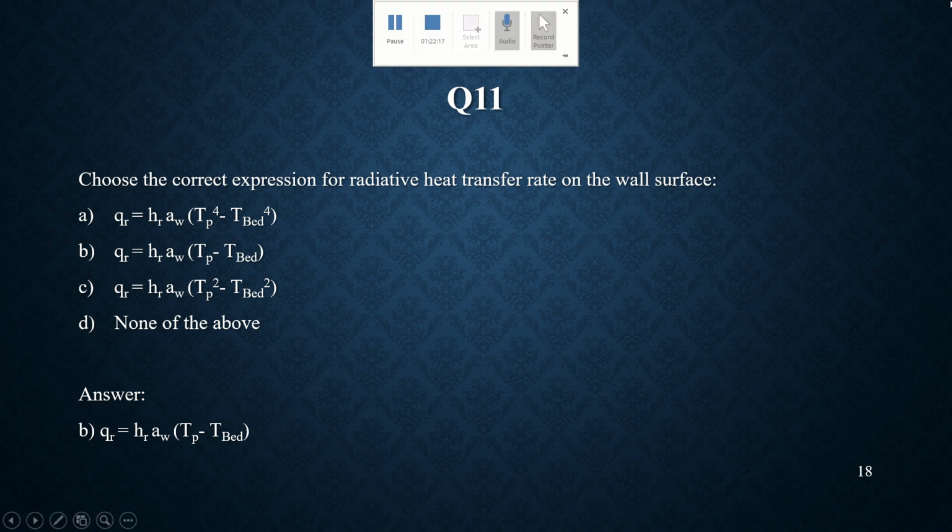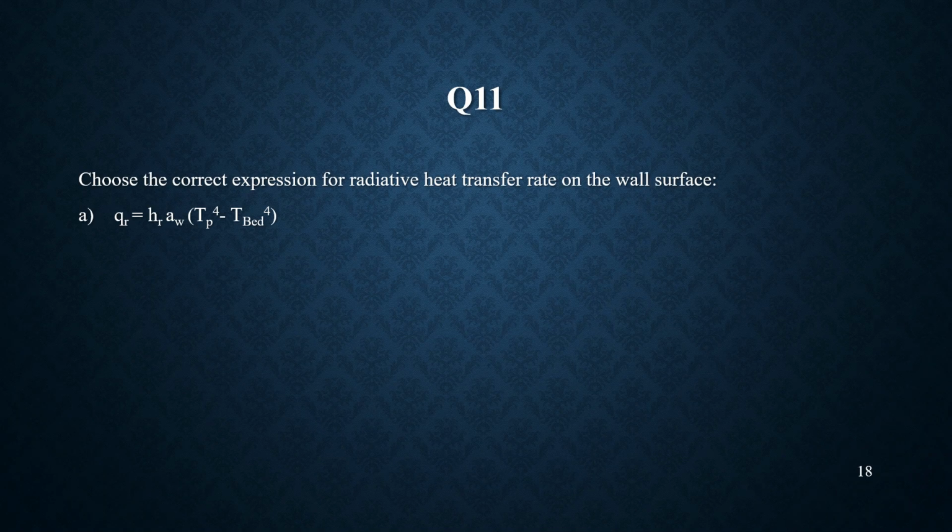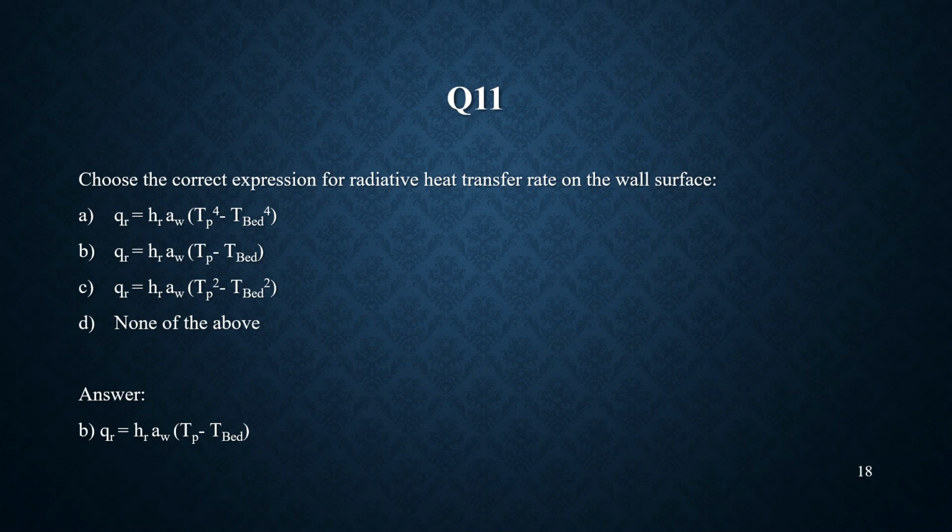Just a minute, I'll just be back. So yeah, the correct expression for radiative heat transfer is given by HR into AW into TP minus T bed, that is particle temperature minus bed temperature, because here we are not focusing on other aspects, we are just focusing on the heat transfer rate on the wall surface, which is nothing but heat transfer coefficient into surface area into temperature difference, that is TP minus T bed. I hope it is clear. Sorry for the confusion I caused earlier.